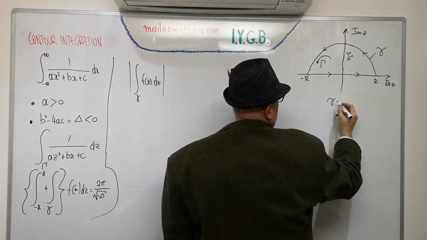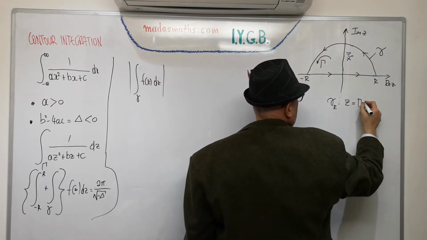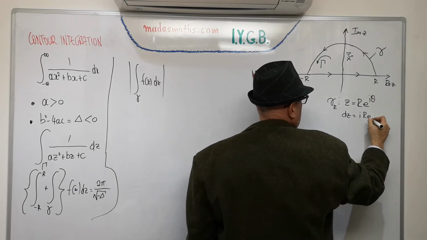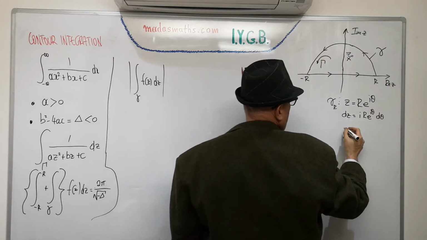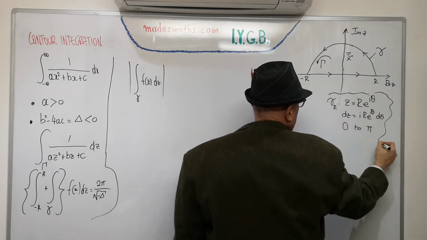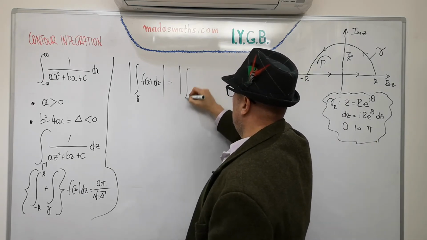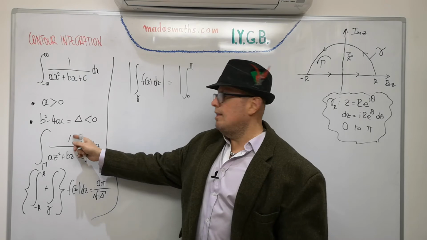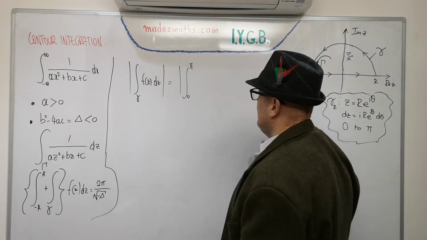Of course, around gamma of r, z has radius r, standard parameterization, r e to the i theta, dz is i r e to the i theta d theta, and my theta will run from 0 to pi. So that's my parameterization. So this is equal to the modulus of the integral from 0 to pi. I cannot use Jordan's lemma here because I don't have the exponential on the top, but the standard estimation is all good.